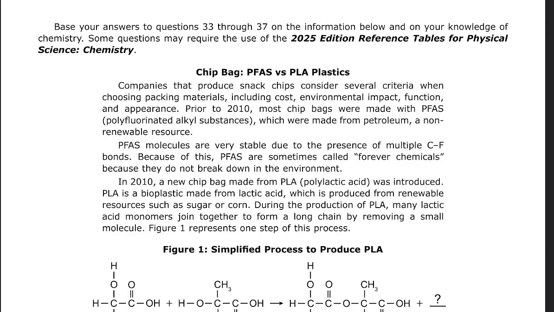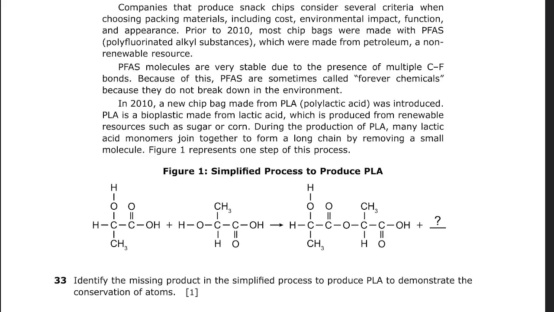In 2010, a new chip bag made from PLA was introduced. PLA is a bioplastic made from lactic acid, which is produced from renewable resources such as sugar or corn. During the production of PLA, many lactic acid monomers join together to form long chains by removing a small molecule. Figure 1 represents one step of this process.